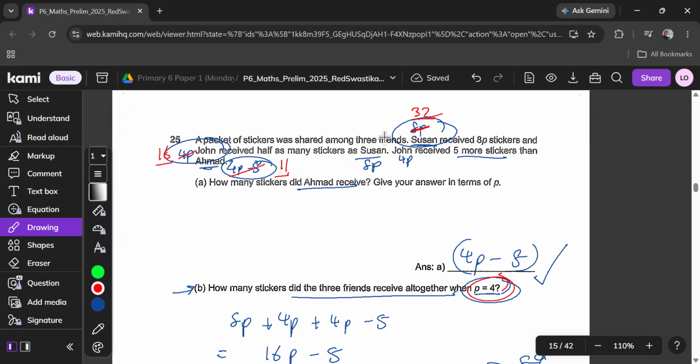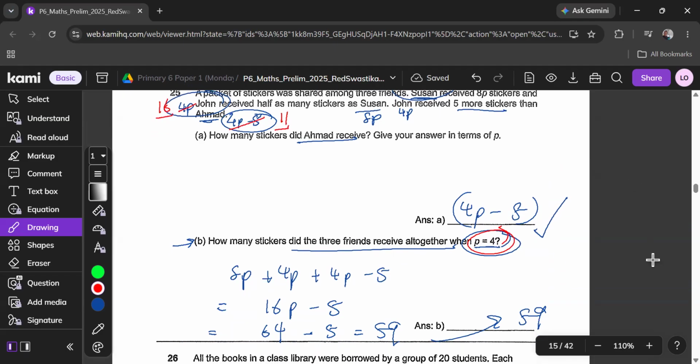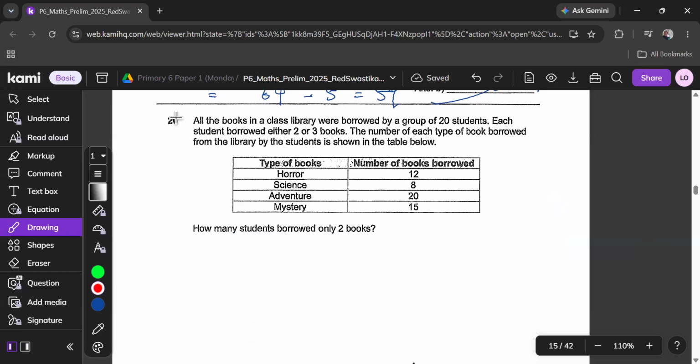So you can change all the P into the number, and that'll be easier. Jaden, understand, Jaden? Okay, so there's a long way, there's a shorter way. So you choose which way you want. Okay, all right. Question 26, hard question.